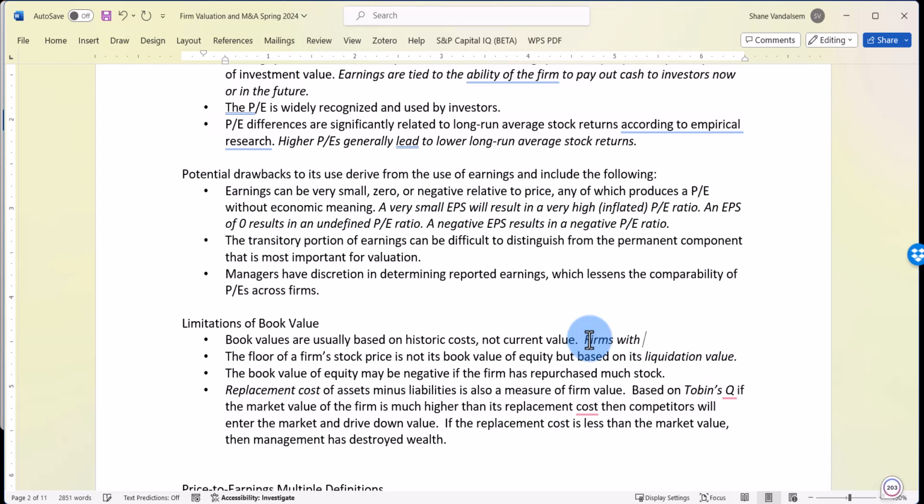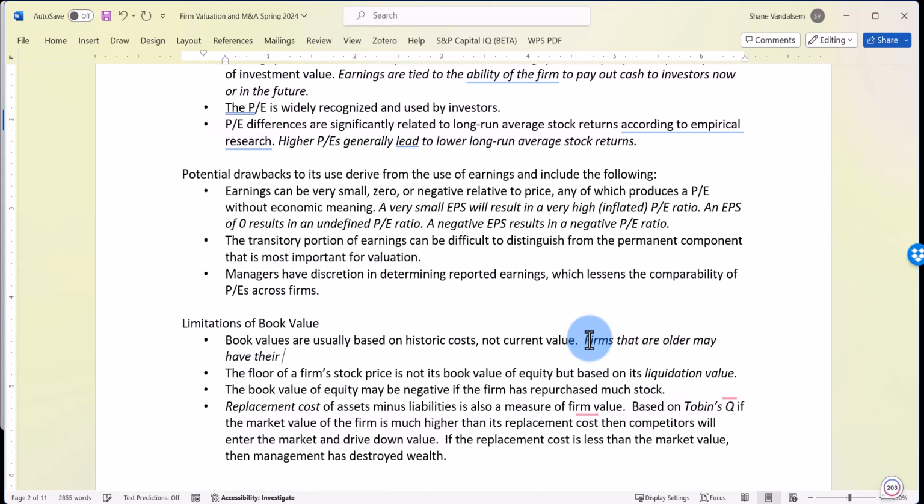So firms that are older may have their book values understated when compared to younger firms.